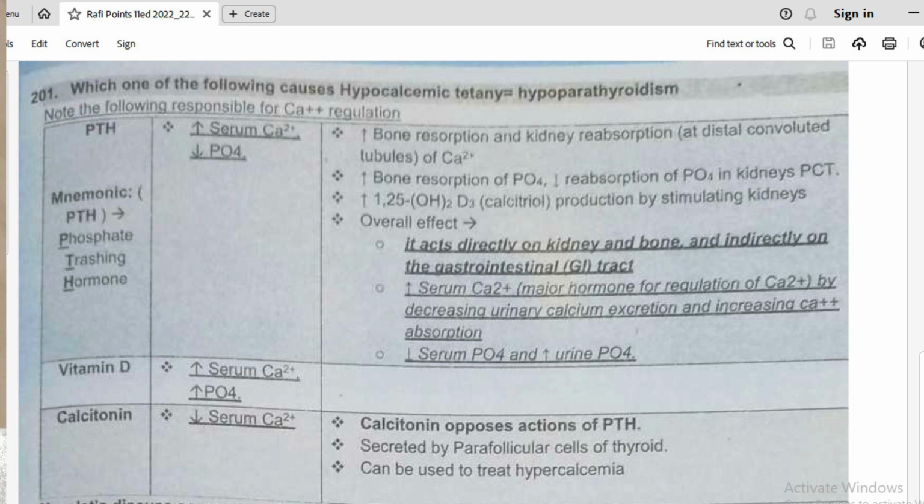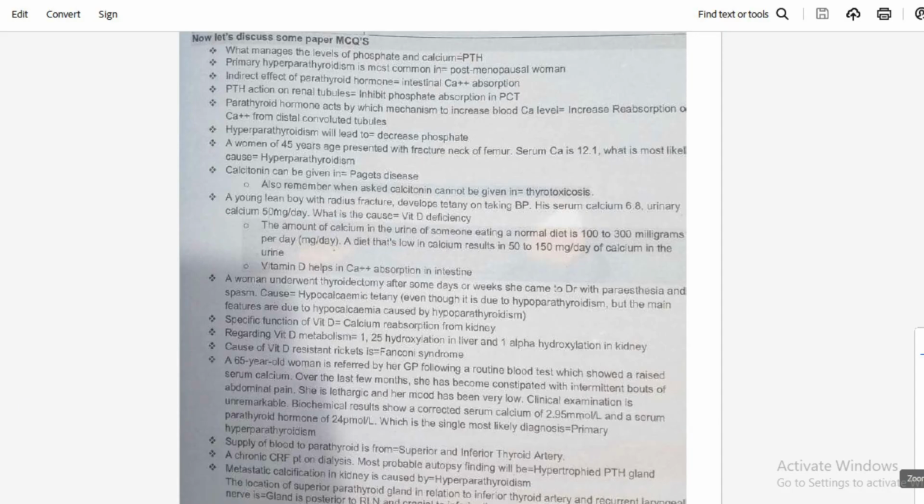For theory of parathyroid gland, you can refer to other videos, but the important thing to remember is that parathyroid hormone acts directly on the kidneys and the bone, and acts indirectly on the GIT. So if there is an MCQ that the indirect effect of parathyroid hormone is the intestinal calcium absorption, that is via vitamin D. So vitamin D and parathyroid hormone act together to increase the serum calcium level, whereas calcitonin is another hormone that decreases the serum calcium and its functions are opposite to those of the parathyroid hormone.